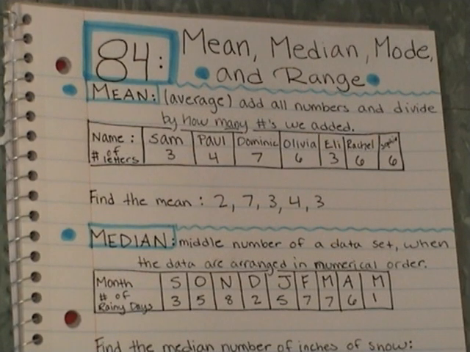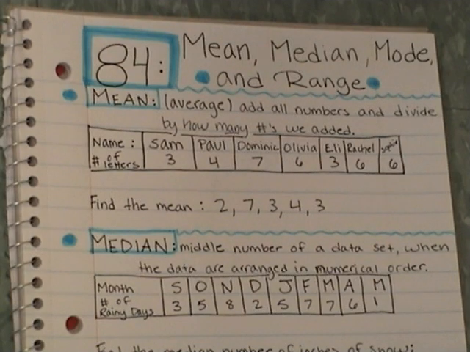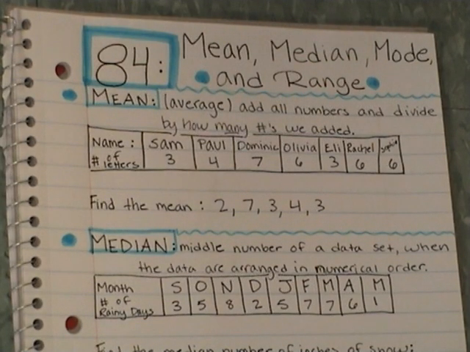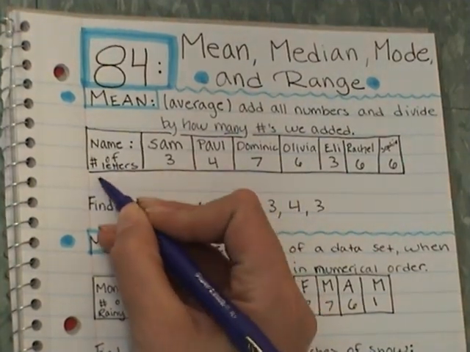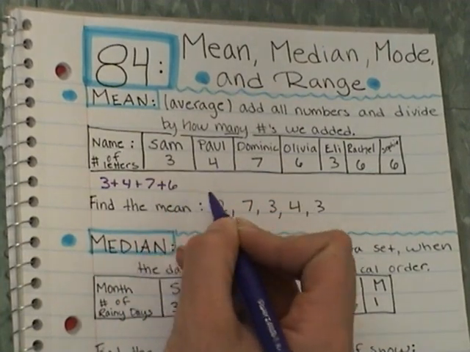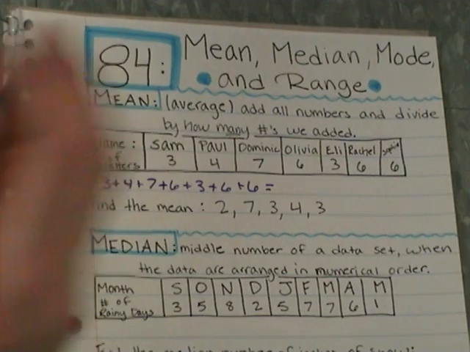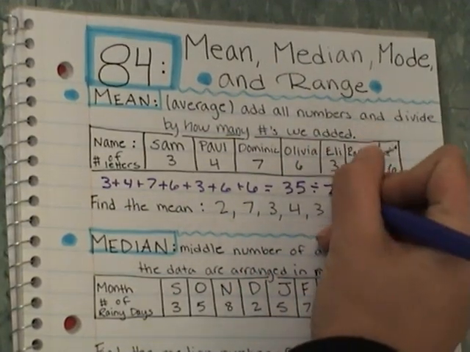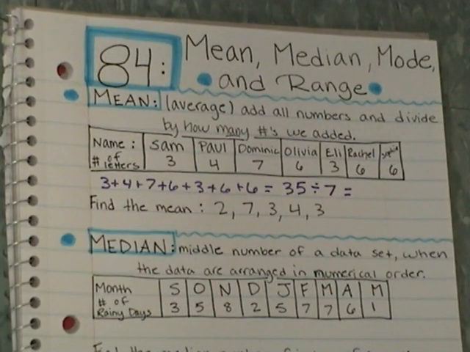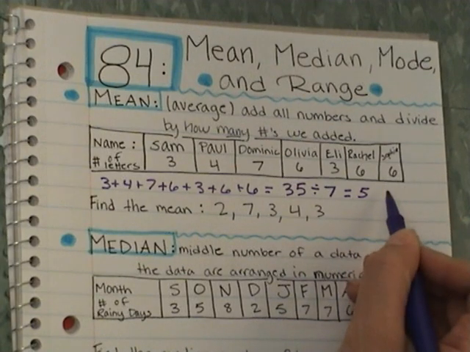So, for example, I have some names: Sam, Paul, Dominic, Olivia, Eli, Rachel, and Sophia, and the number of letters in their names, okay? What I want to do is find the average number of letters in this group of students. To find the average, I add them all up and then divide by how many I have. So I would go ahead and do 3 plus 4 plus 7 plus 6 plus 3 plus 6 plus 6. When I add them up I get 35, and I divide by how many numbers I had: 1, 2, 3, 4, 5, 6, 7. So I divide by 7, and 35 divided by 7 equals 5. So the average number of letters in this group of students' names is 5 letters. So 5 is my average.